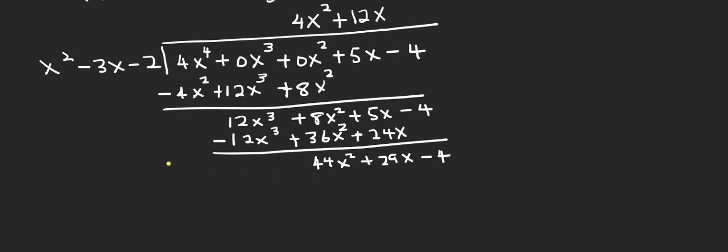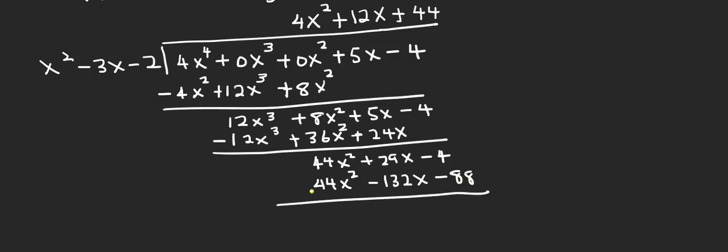Okay, and now we're going to repeat the process again. x squared goes into 44x squared positive 44 times. So distribute, you get 44x squared minus 132x and then minus 88. Okay, and then what we need to do again is multiply this by negative. Add them up, these two cancel out. You get 161x and then plus 84.